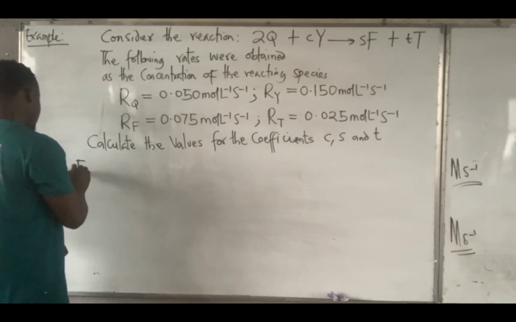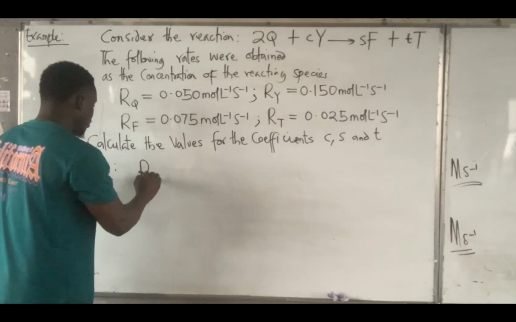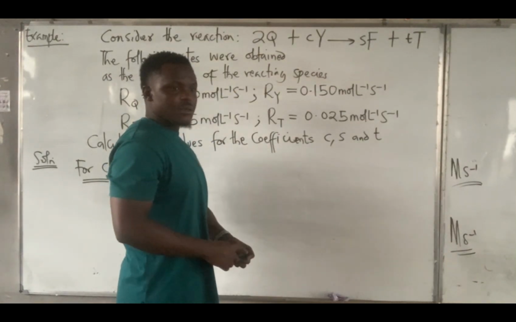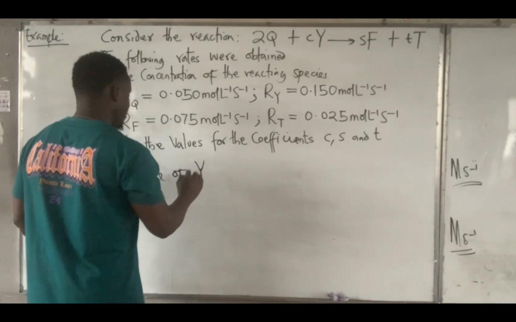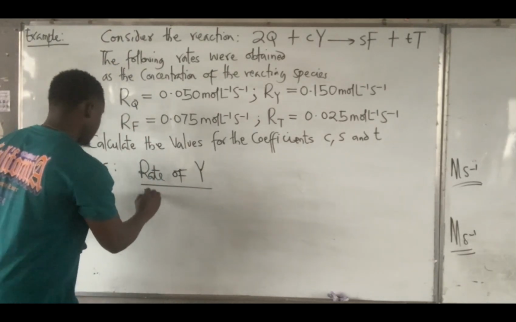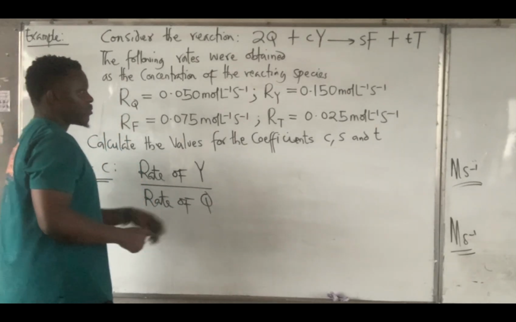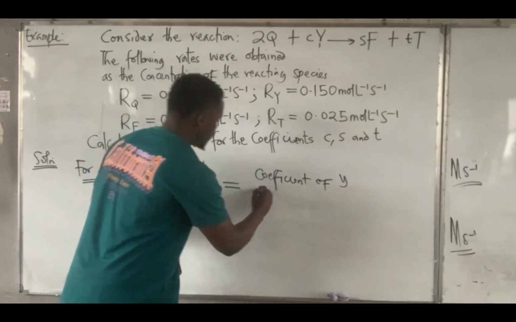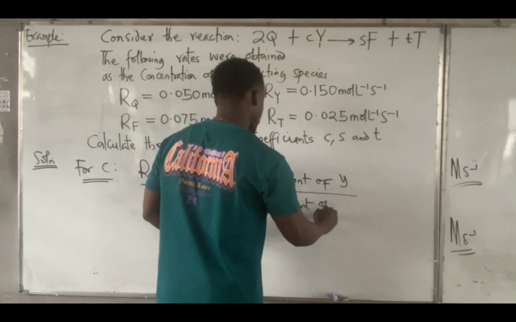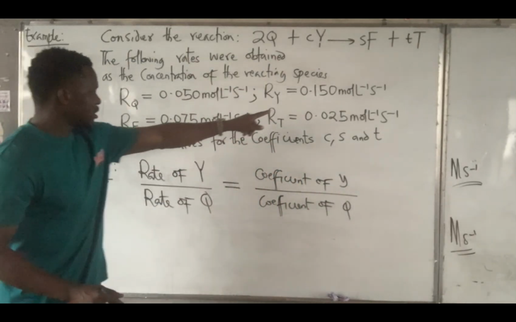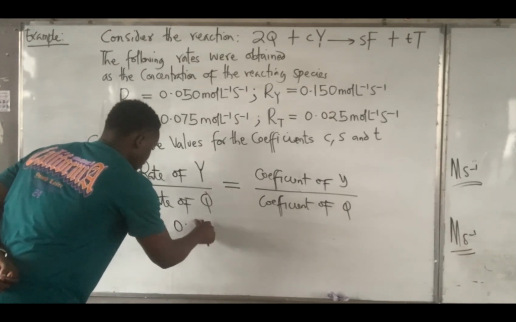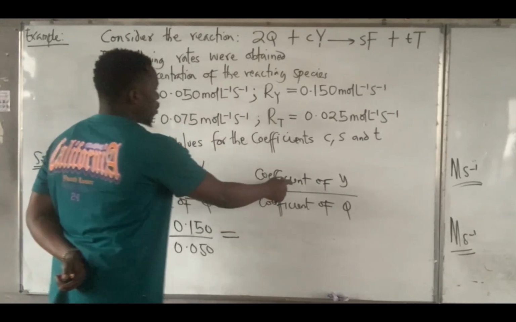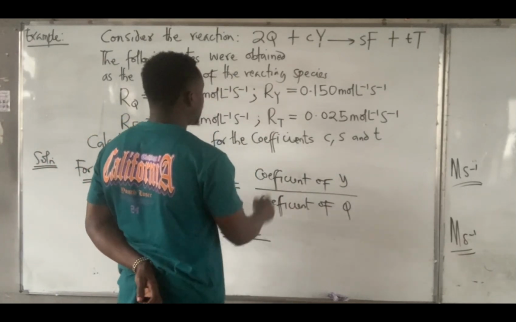You're going to say, for solving for C, the species attached to this C is Y. So rate of Y all over rate of Q equals the coefficient of Y all over the coefficient of Q. The rate of Y in this question was given as 0.15. The rate of Q is given as 0.050, equals coefficient of Y, which is C, over the coefficient of Q, which is 2.